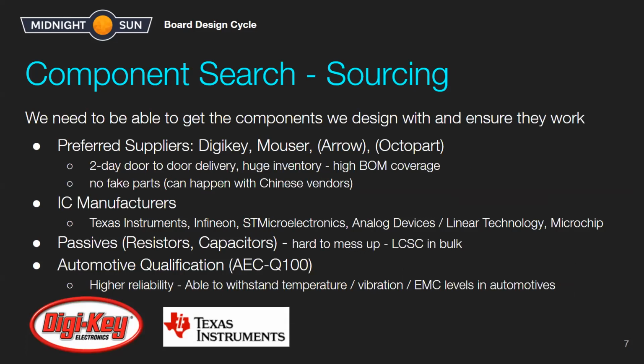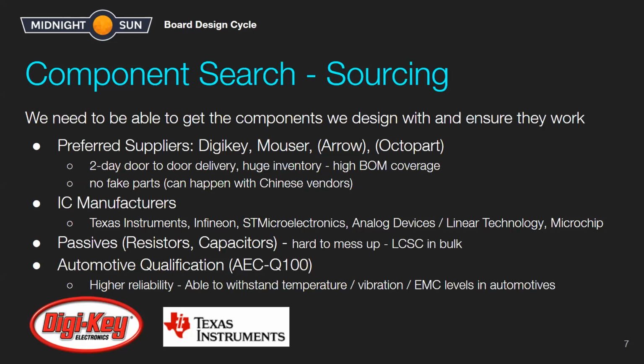For DigiKey and Mouser, they have like two-day door-to-door delivery. They have huge inventory. We like to call it BOM coverage. So the bill of materials is all the components that go onto your board. And DigiKey will usually cover like 95% to 100% of the components on your board. With DigiKey and Mouser, you don't have to worry about fake parts. Some Chinese suppliers like to throw in some fake ICs, counterfeit ICs.